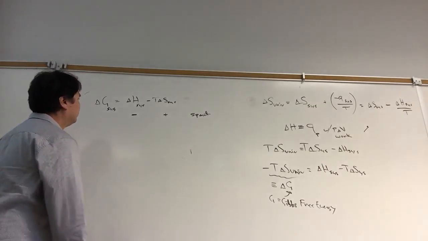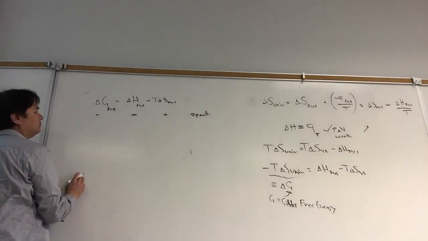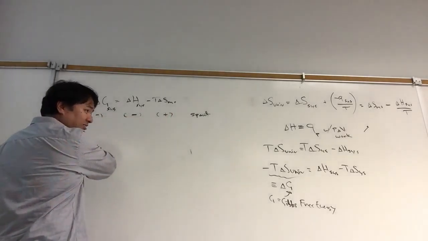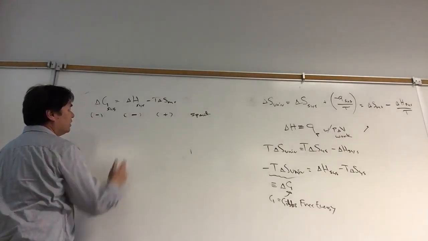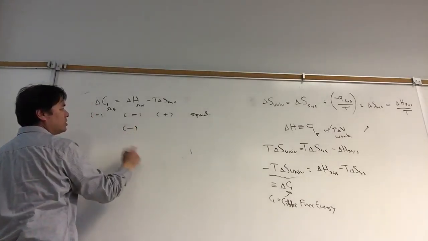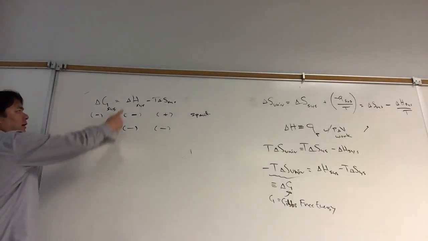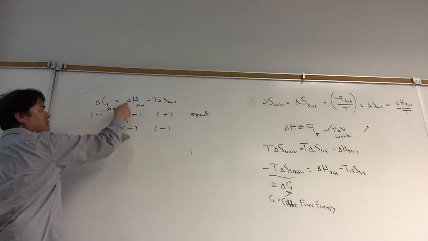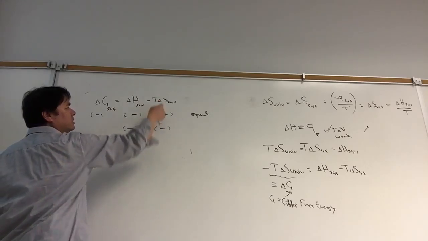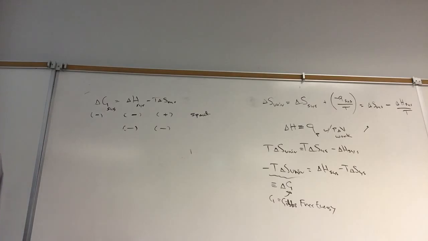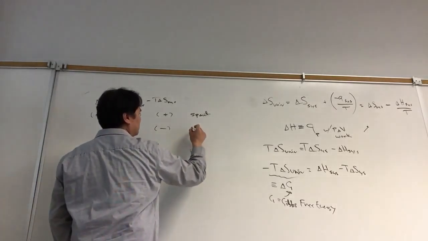So anyway, delta G is negative. Let's do this. What if delta H is negative, energy goes down, and the entropy goes down? Well, if the energy goes down, this is negative, but if the entropy goes down, then a negative times negative gives us a positive. So we've got to see which one dominates.